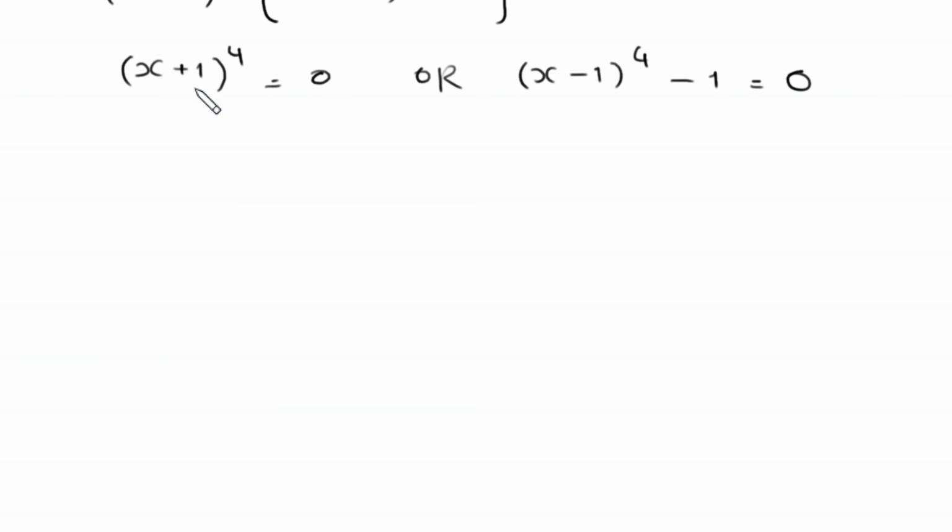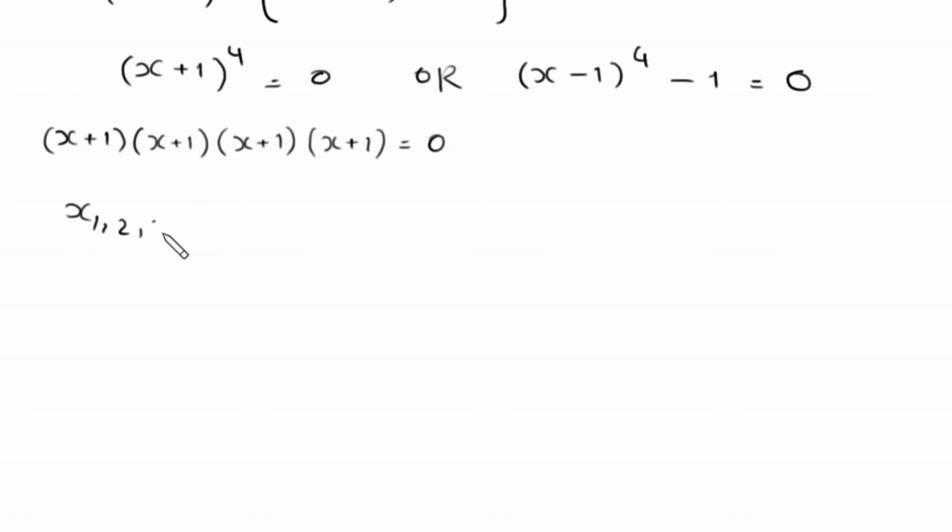Now this x plus 1 whole to the power 4 can be written as x plus 1 times x plus 1 times x plus 1 times x plus 1 is equal to 0. And from here we get 4 solutions of x: x1, 2, 3 and 4 is equal to negative 1.